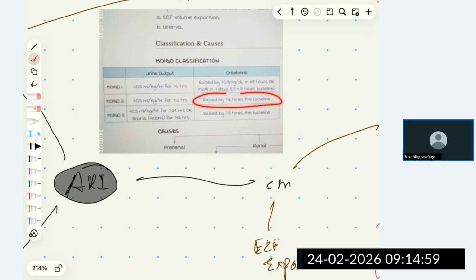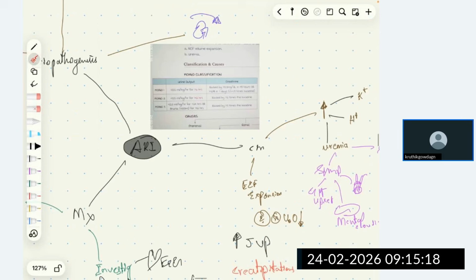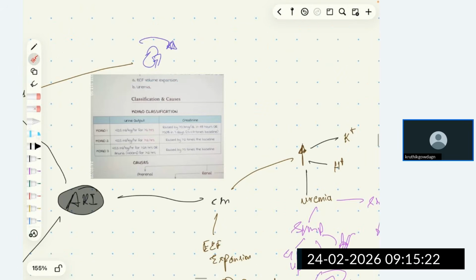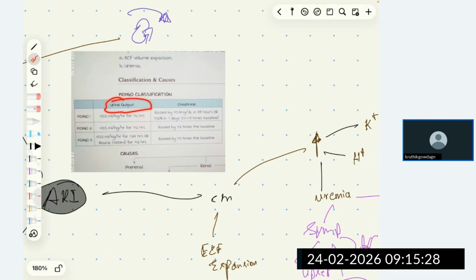And KDIGO 3 says less than 0.3 ml per kg per hour for more than 24 hours, or anuria, that is less than 100 ml per hour for more than 12 hours, associated with a rise in creatinine more than 3 times the baseline, is considered as AKI. So this is the classification, sorry, definition of AKI, acute kidney injury. Also, the normal urine output is 0.5 ml per kg per hour.